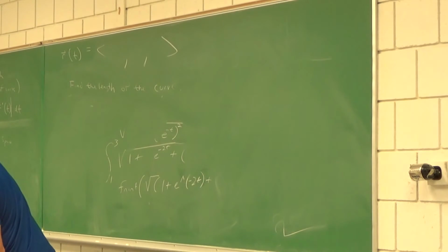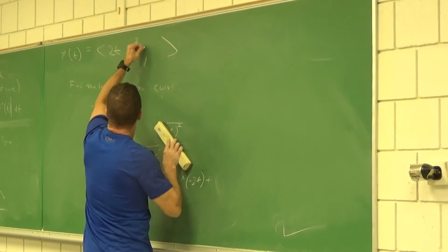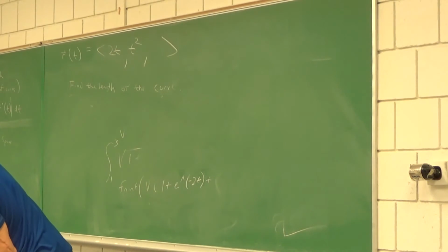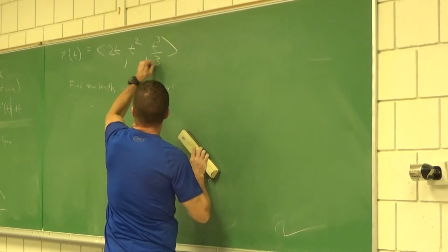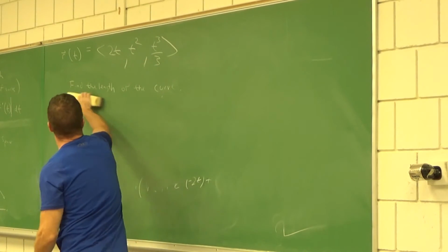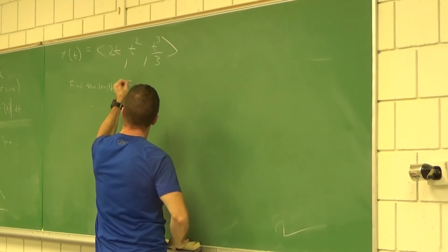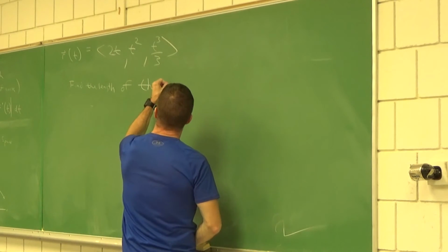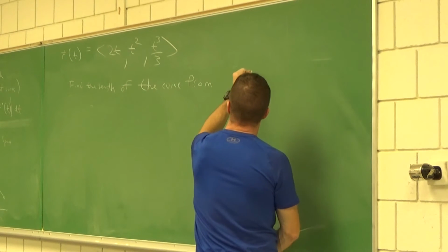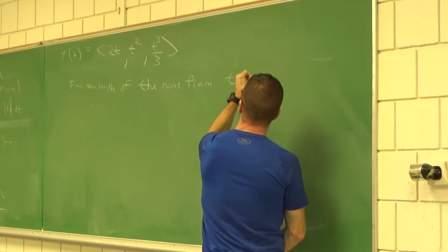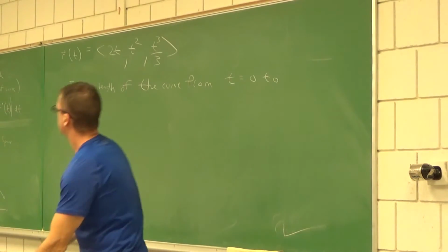They've got 2t, t squared, and 1/3 t cubed. You got to go find the length of the curve from t equals 0 to t equals 1.